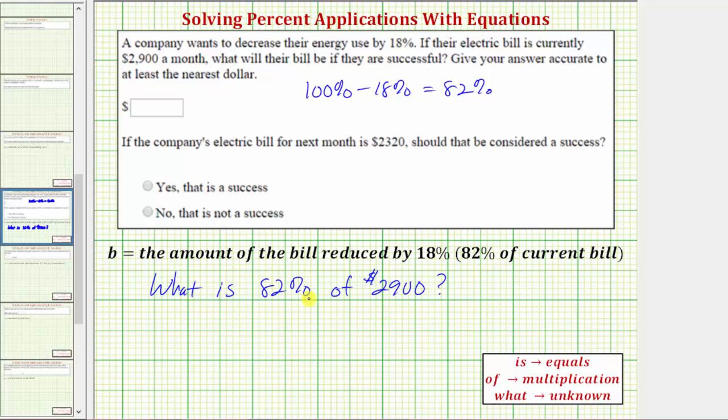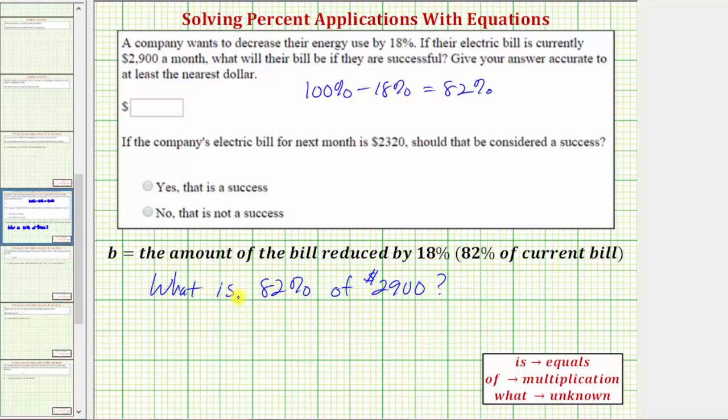And we'll answer this question using a percent equation, and we can use these key words to help us write the equation. Where the word what represents the unknown, in this case we'll define the variable b to represent the unknown, which is the amount of the bill reduced by 18%, or we can say b equals 82% of the current bill. Of means multiplication, and is means equals.